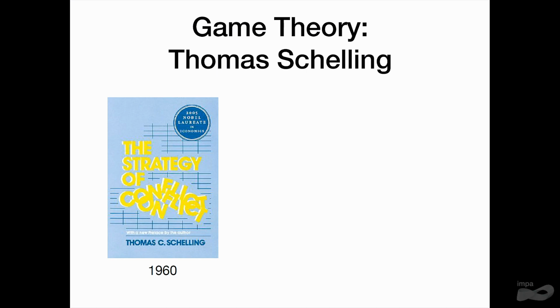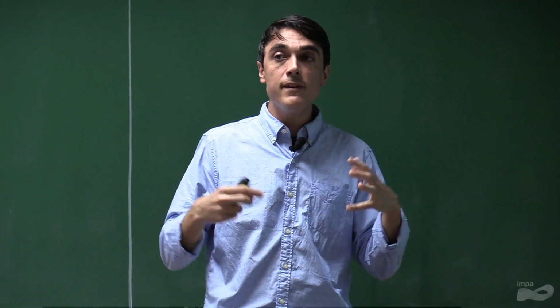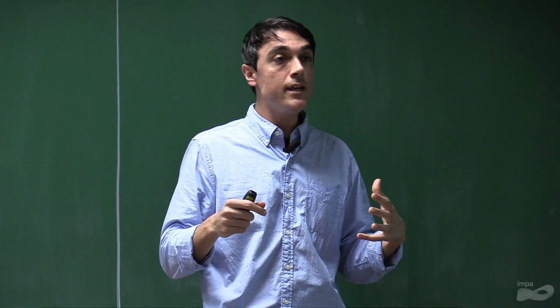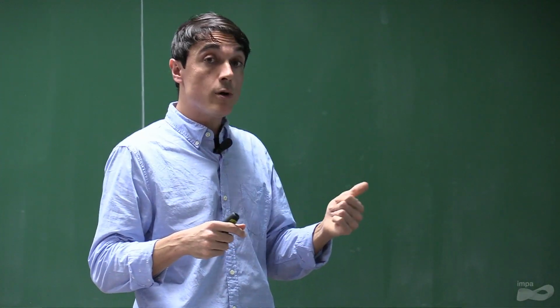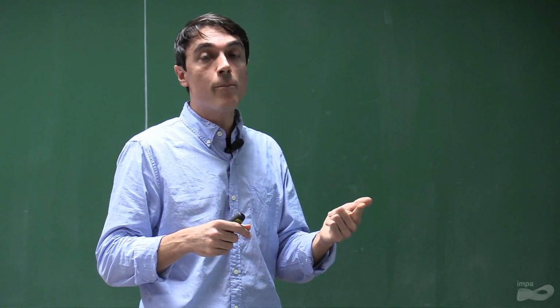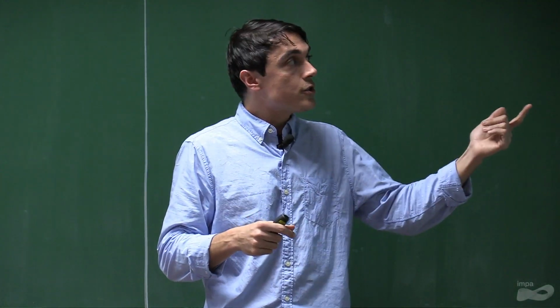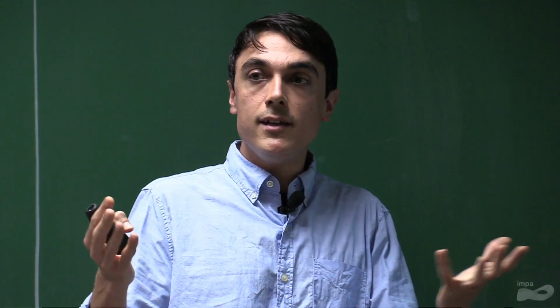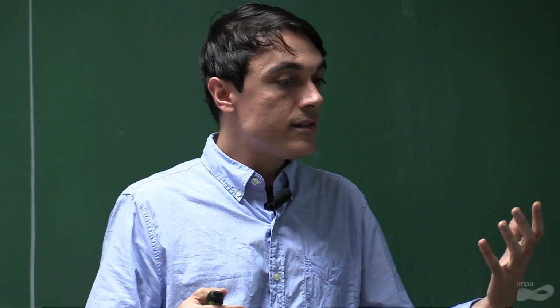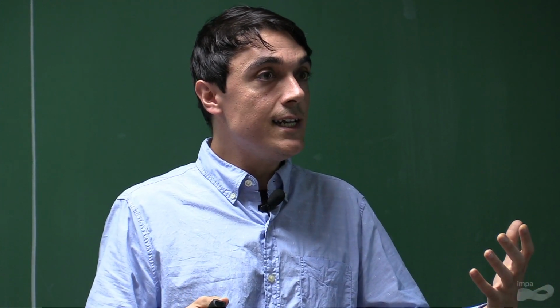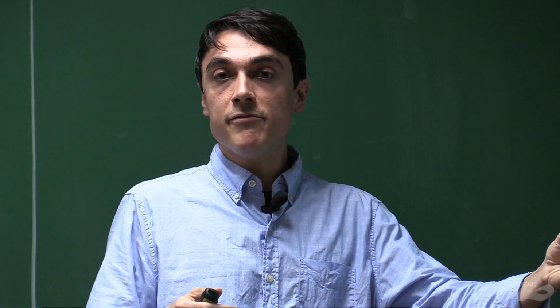Okay, then in 1960, Thomas Schelling wrote this really amazing book, The Strategy of Conflict. And he opened the door to a deeper study of game theory. Like I was saying, in the 40s and 50s, a lot of the focus in game theory was on zero-sum games and cooperative game theory. So Schelling basically wanted to open the door to say, let's study cooperation in non-cooperative games.